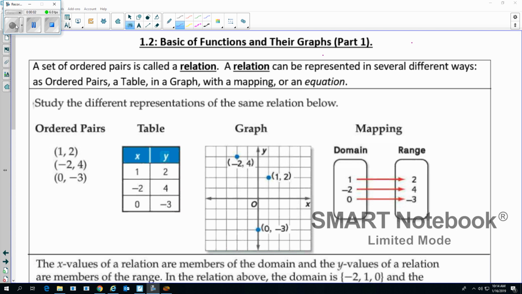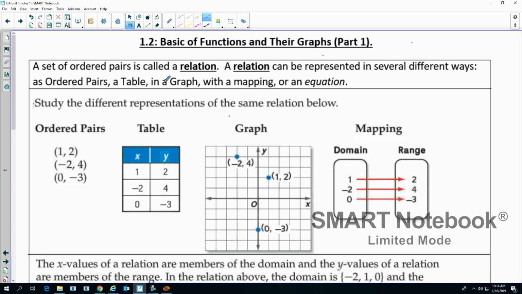All right, so this is 1.2, basics of functions and their graphs. I broke this up into two parts just because it's kind of a long section. So here we're going to knock out part one. Okay, so a set of ordered pairs is called a relation.